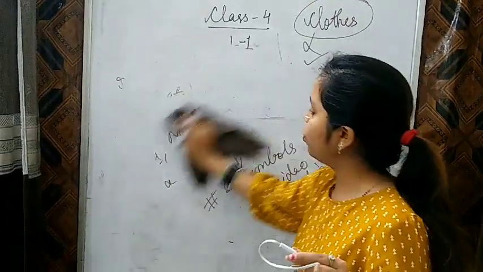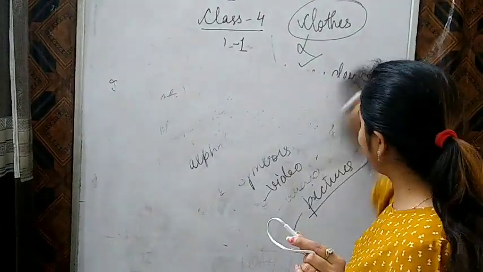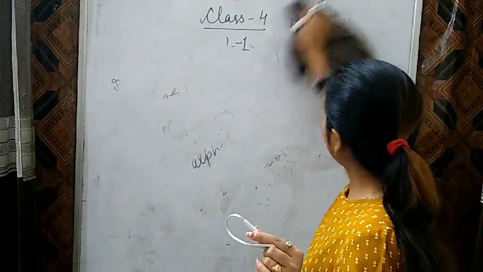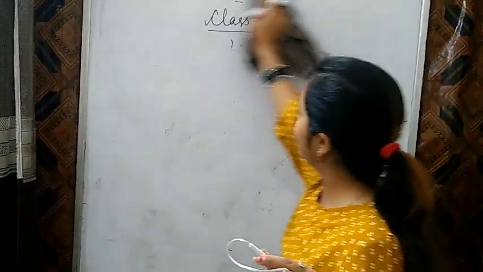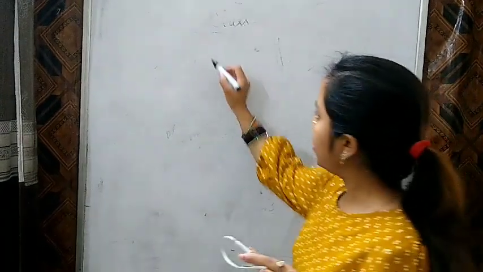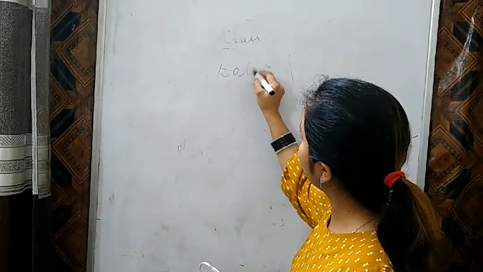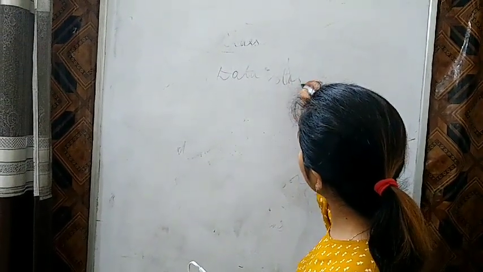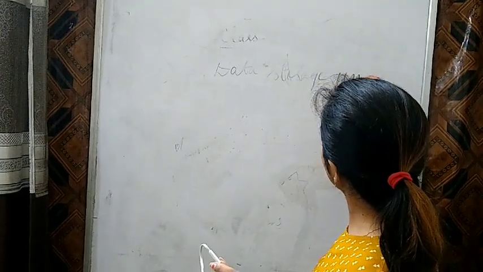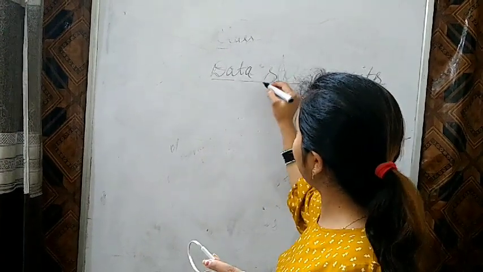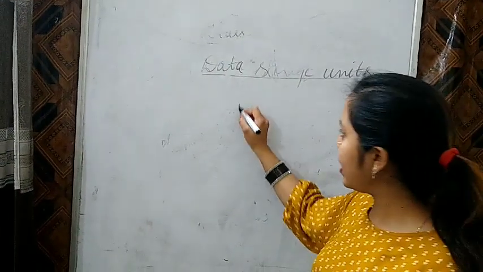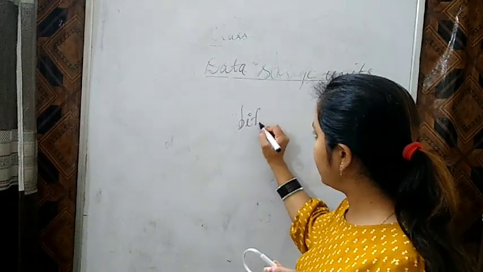Now next topic given in your book is data storage units. Now in computer we store data in form of some units. So we will study that. Now what are data storage units? The smallest unit in the computer in which we store data, that is called bits.